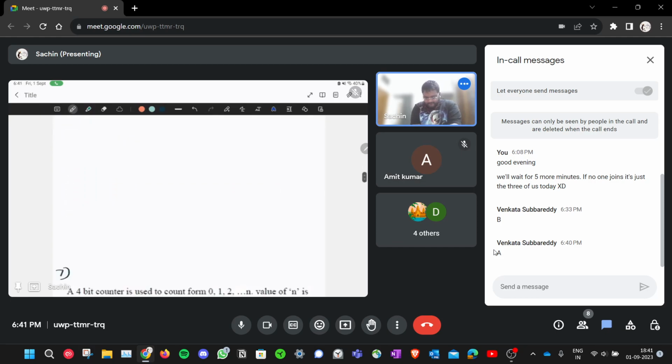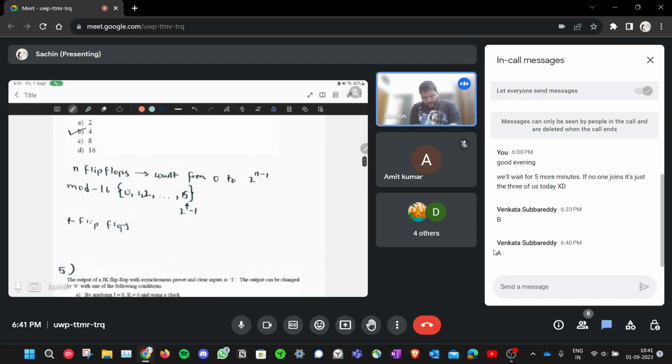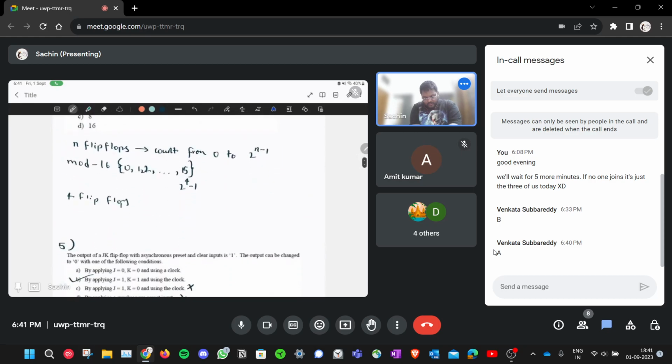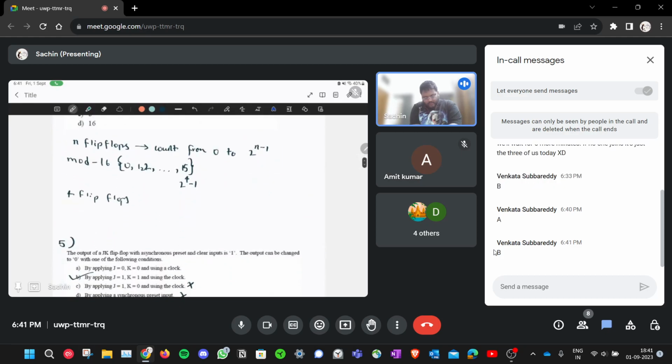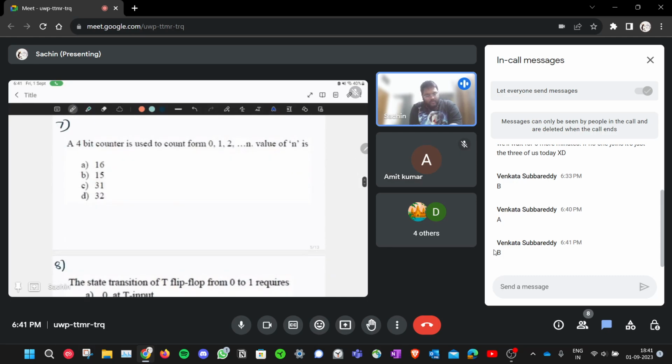Okay. A 4-bit counter is used to count from 0 to n. What is the value of n? So like I said, if you have n flip-flops, you can count from 0 to 2 power n minus 1. So when they say it's a 4-bit counter, that means there are 4 flip-flops. So you can count from 0 to 15. So it's option B.